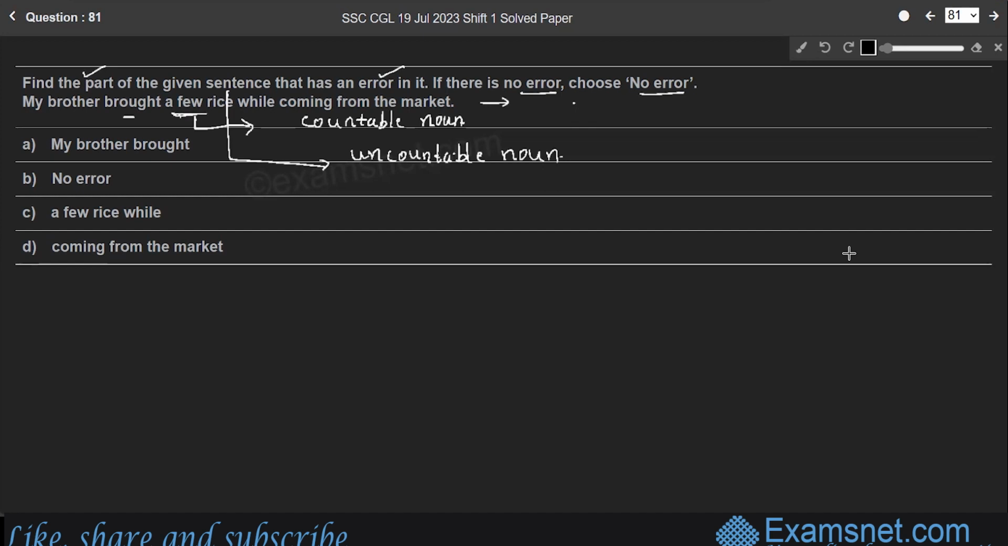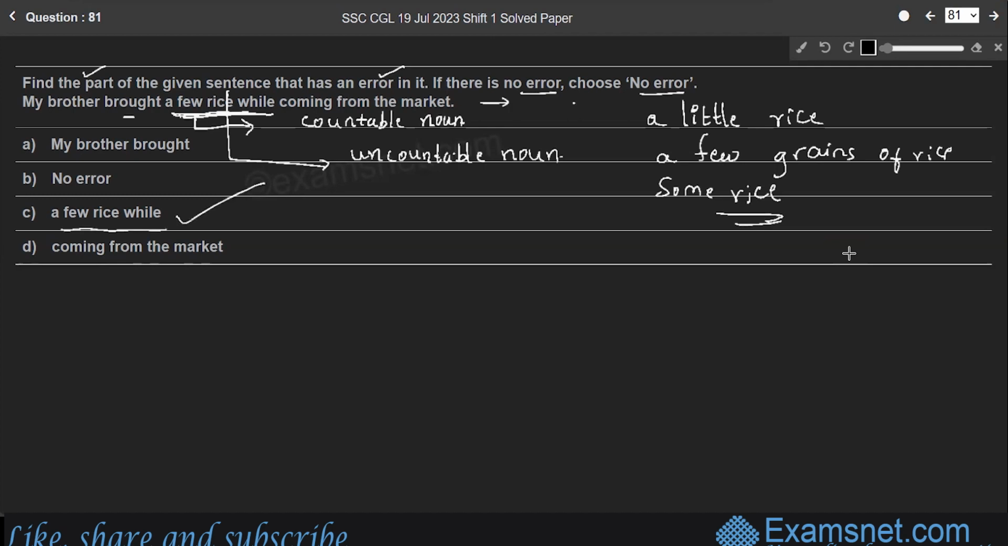Here, "a few rice" has an error in it. Instead we can use a little rice, or a few grains of rice, or you can simply use some rice. "My brother brought some rice while coming from the market" would be correct. Since rice is an uncountable noun, we cannot use few. Therefore, the error is in "a few rice" in this part of the sentence. Option C is the right answer.